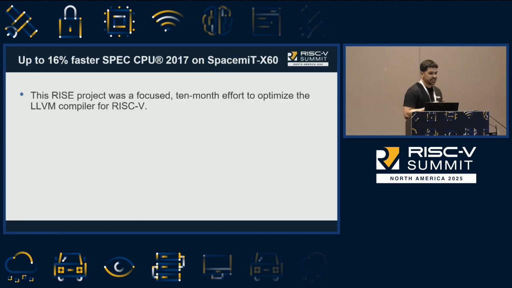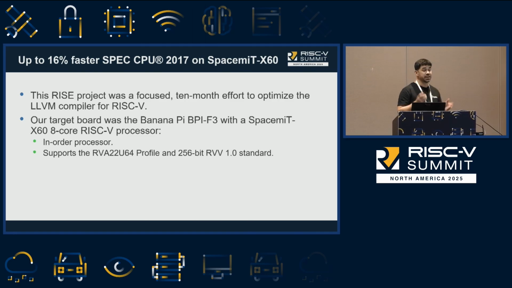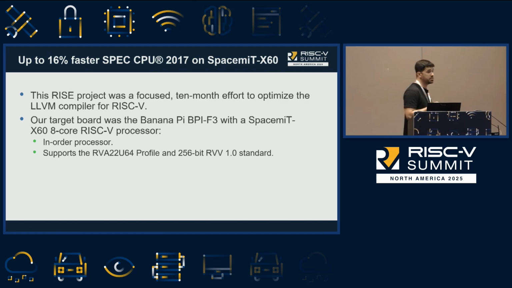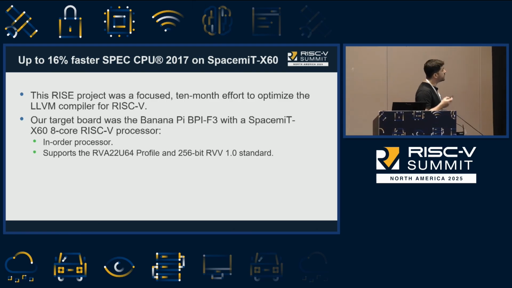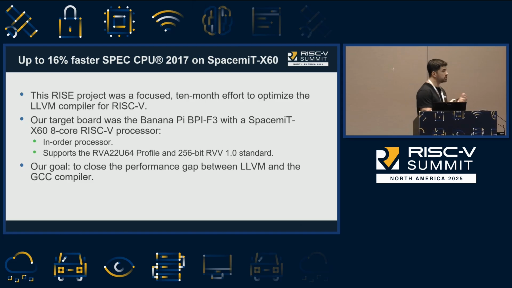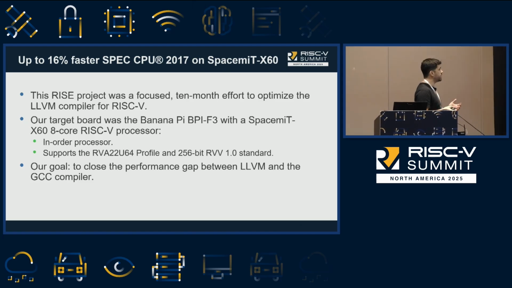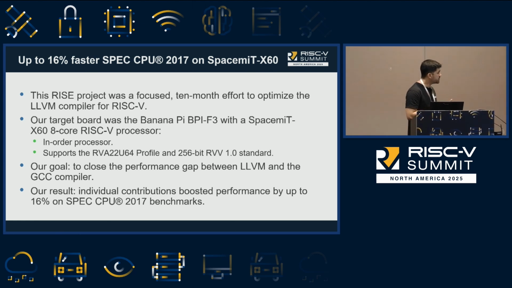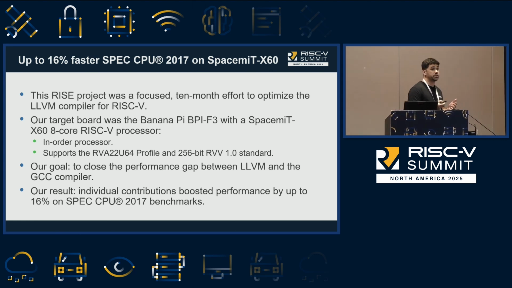Okay, so as I said, this was a RISE project. It ran for about 10 months. And we had a target board, which is Banana Pi BPI F3 with a SpacemiT X60, which has an in-order RISC-V processor. It supports the RVA22 profile and RVV 1.0. And the goal was to try to close the gap between LLVM and GCC. And the result is that in some benchmarks, we have individual contributions that increase the performance of the code generated by LLVM by up to 16%.